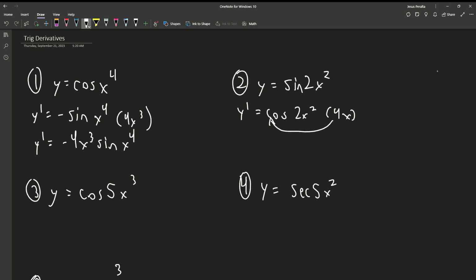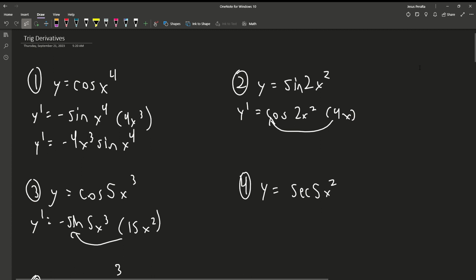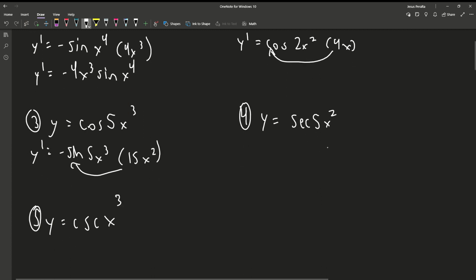You guys know how to simplify. This is gonna be negative sine 5x cubed times the derivative of the inside, which is just that. Bring that up to the front. It's going to be negative 15x squared times all of that, whatever's inside sine.